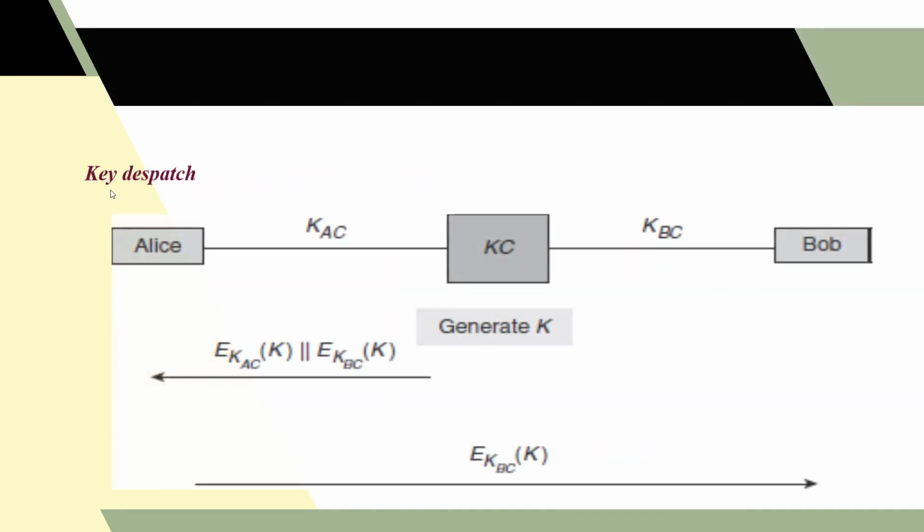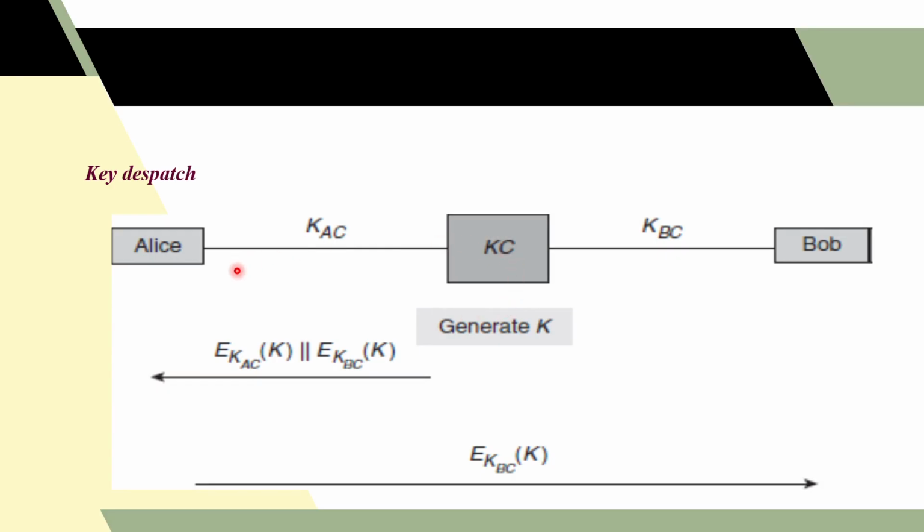Whereas in key dispatch, instead of generating the key on Alice's side, the key center itself generates the key. It encrypts that key using Alice's key and Bob's key, concatenates both encrypted keys, and sends them to Alice. Alice knows her own key, and with the help of that key, Alice decrypts her part and gets the key. The remaining part she sends as it is to Bob.